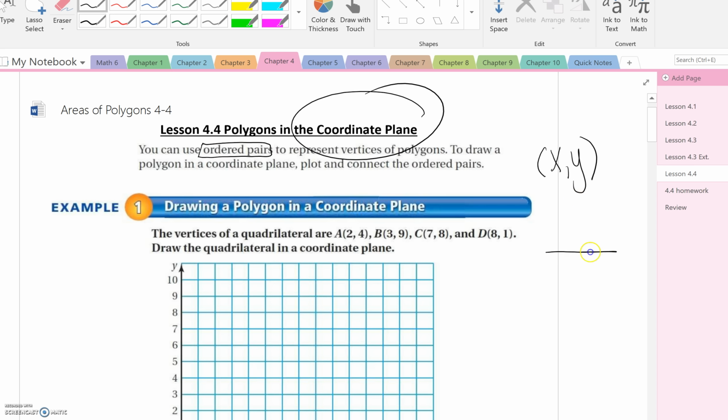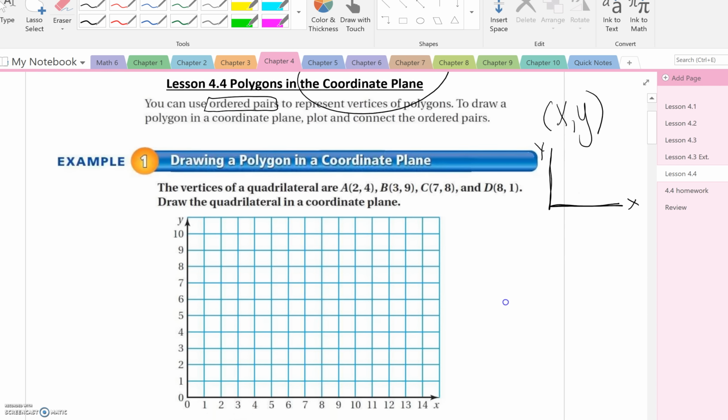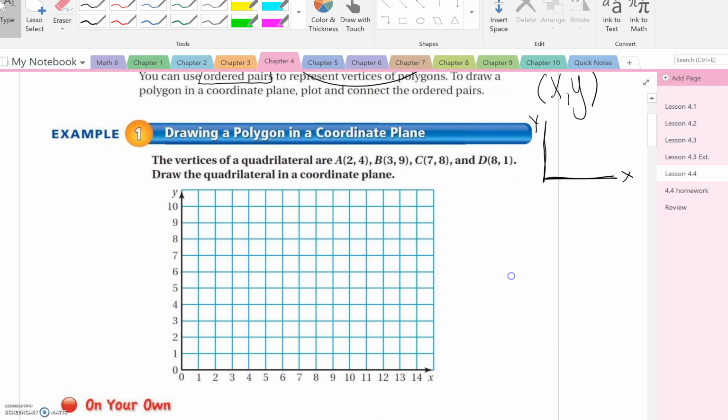So your x-axis is always on the bottom. It is your horizontal axis, and then your y-axis is going to be your vertical one. Okay, so when you plot your points, you want to crawl before you jump. Okay, so first we want to go ahead and plot these points on our grid.